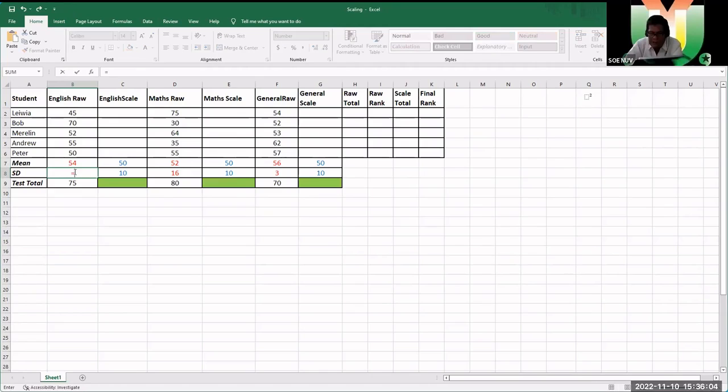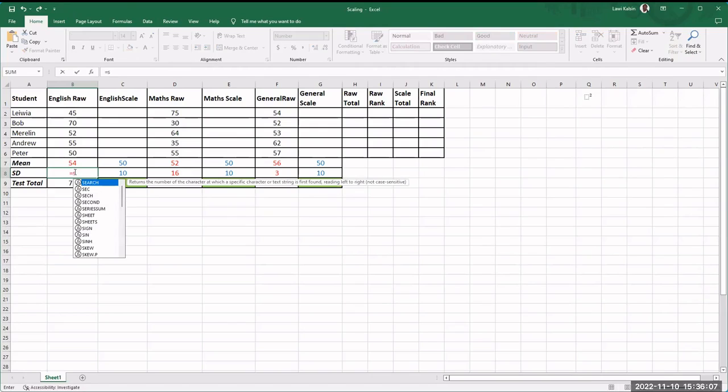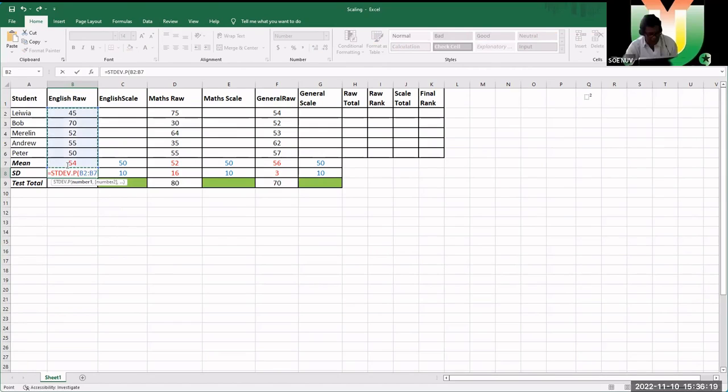Then the standard deviation is also equal, STDEVP. Yes, this one. Then you highlight all your scores like that, close your bracket, and then enter. So you have this. You need these two data in order to execute the scaling formula. So let's start with this one.